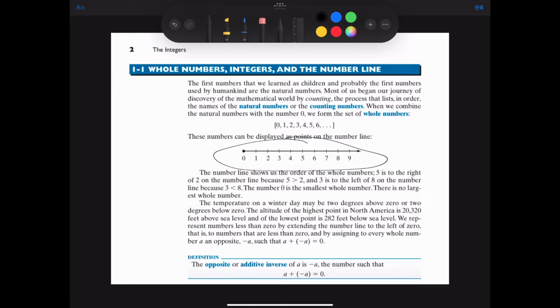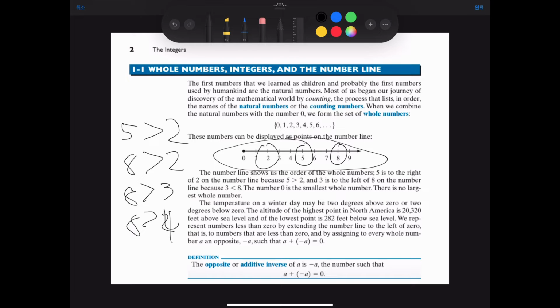So in this instance, 5 is more to the right than 2, so 5 would represent a greater value than 2. And in another case, 8 is shown on the right side of the number line, and 2 is on the left side, which shows that 8 is greater than 2, or 8 is greater than 3, or 8 is greater than 4, due to 8 being more to the right side of this number line.